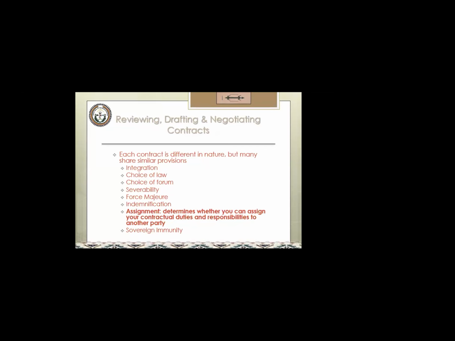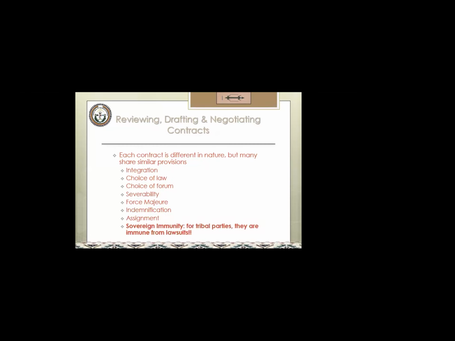Well, we have an assignment clause that allows you to assign the contract to anybody. So I can assign the contract to my friend, John Doe, who's going to assume my duties and responsibilities under the contract. So that's your assignment provisions. The other one, sovereign immunity clauses.